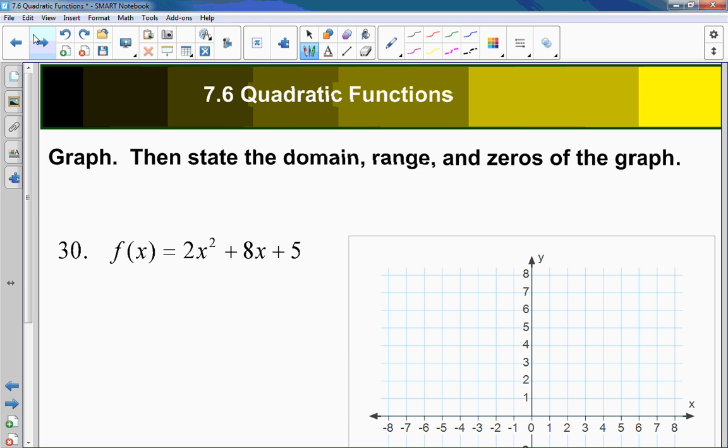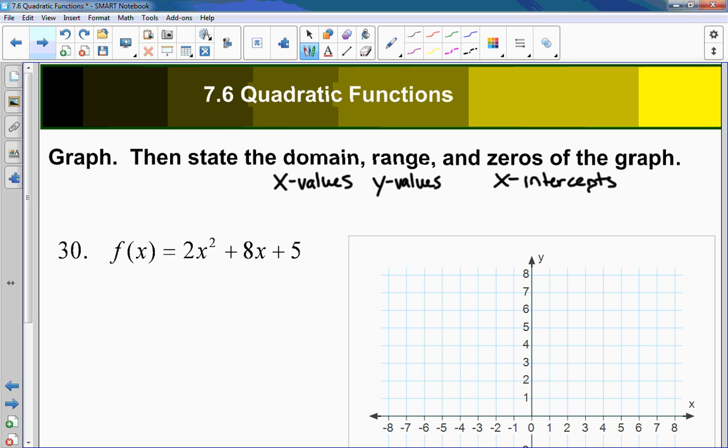Remember, the domain deals with the x values. What possible x values are allowed in the graph? If the domain is the x values, then the range is the y values. The y values tell me where I can go up or down on the graph. Now the zeros, if you remember, way back when we were solving quadratic equations, we talked about how the zeros are the roots, the solutions, the answers, and also the x-intercepts. The x-intercepts, where it crosses the x-axis.